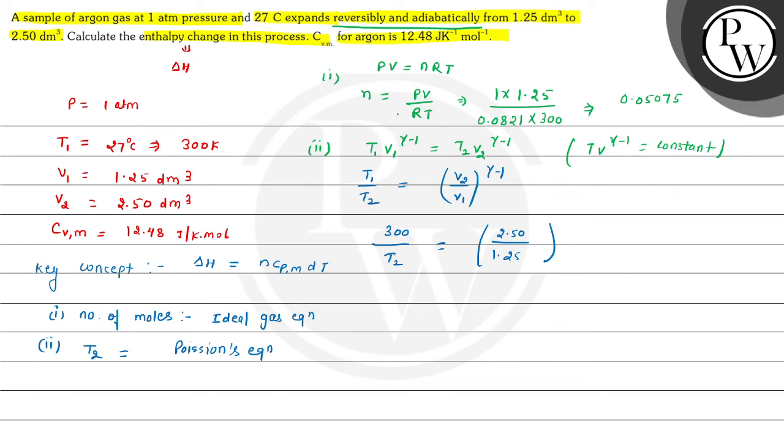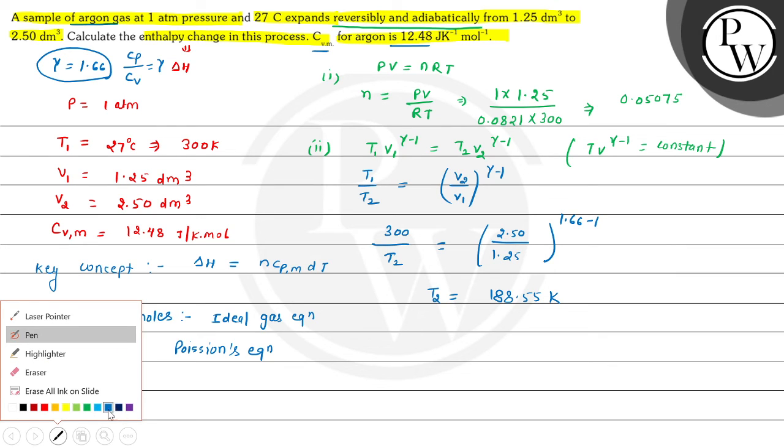Here the value of CVM is given, and this is argon, which is a monoatomic gas, and for this the value of gamma is 1.66, because gamma equals Cp over Cv. So we write gamma minus 1, where gamma is 1.66, so 1.66 minus 1. After calculation we will get the temperature T2 equal to 188.55 Kelvin.